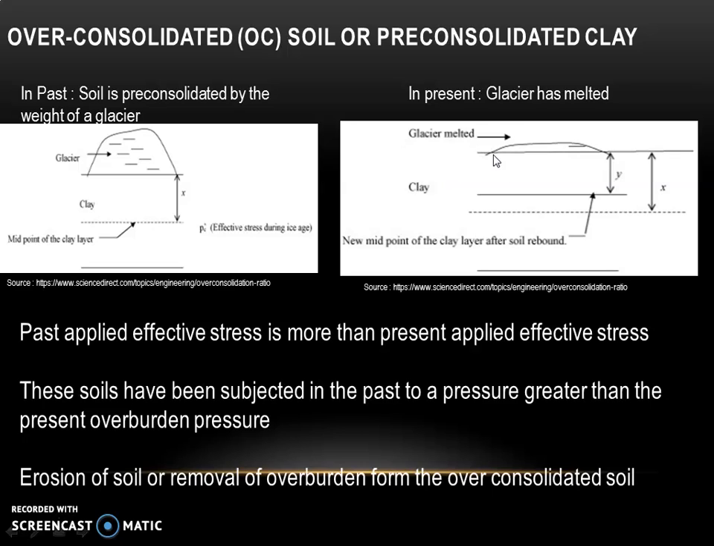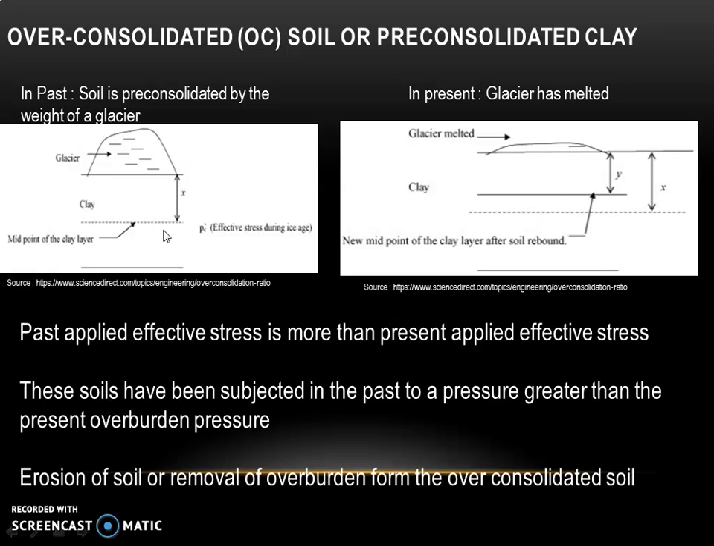Over a period of time, the glacier will melt and the effective stress decreases, and we can see that this line represents new midpoint of the clay layer after soil rebound. X was the initial level of the midpoint of the clay layer when there was a huge glacier, and Y represents the new midpoint of the clay layer after melting of the glacier.